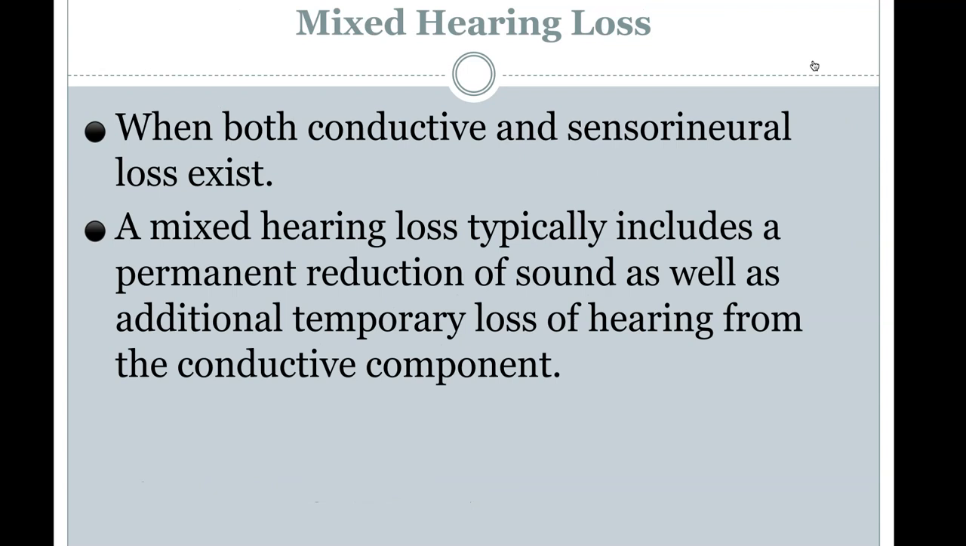Mixed hearing loss occurs when both conductive and sensorineural hearing loss are present. A mixed hearing loss typically includes a permanent reduction of sound, which would be the sensorineural hearing loss, as well as additional temporary loss of hearing from the conductive component.